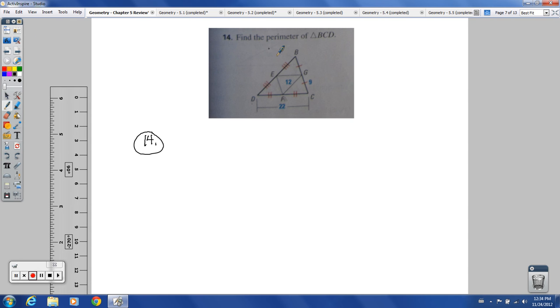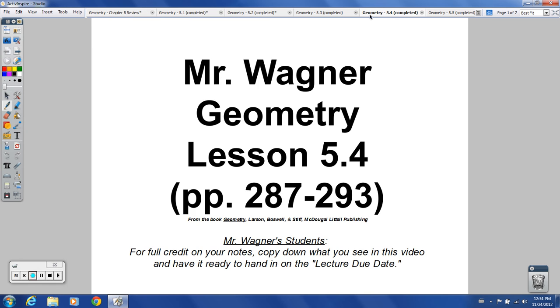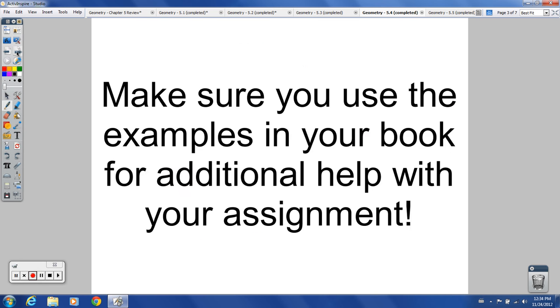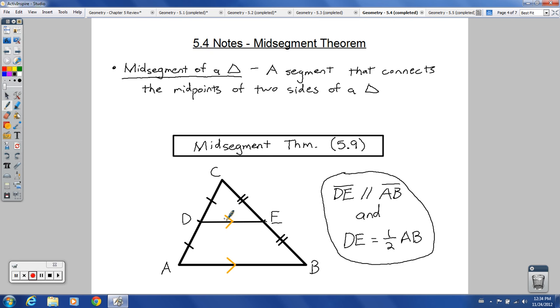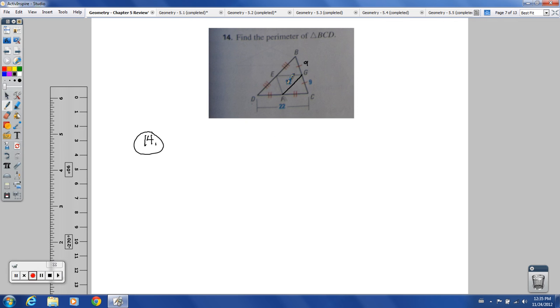All right, so find the perimeter now of triangle BCD. That's this big outside shape. This one I think should be a little quicker for us. So this is 9. That would mean that would have to be 9. If this is 12, we know from the midsegment theorem, midsegment of the triangle, so this is half as much. The midsegment is half as long as the segment it's parallel to. So we put that into practice here.